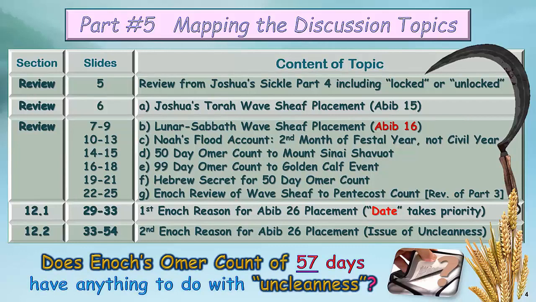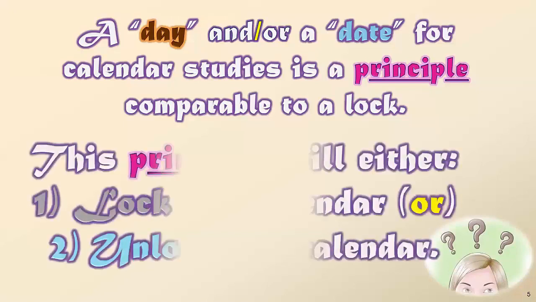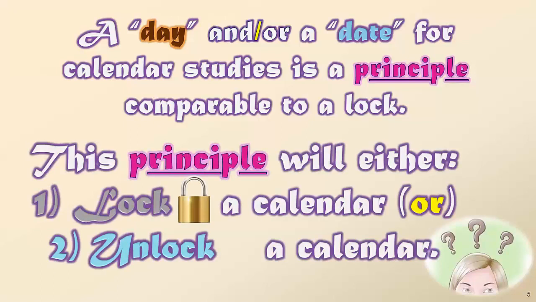Does Enoch's Omer count of 57 days have anything to do with uncleanliness? A day and or a date for calendar studies is a principle comparable to a lock. This principle will either lock a calendar or unlock a calendar. A locked calendar is fixed. An unlocked calendar has variable dates. So which one is scriptural and which one is not?